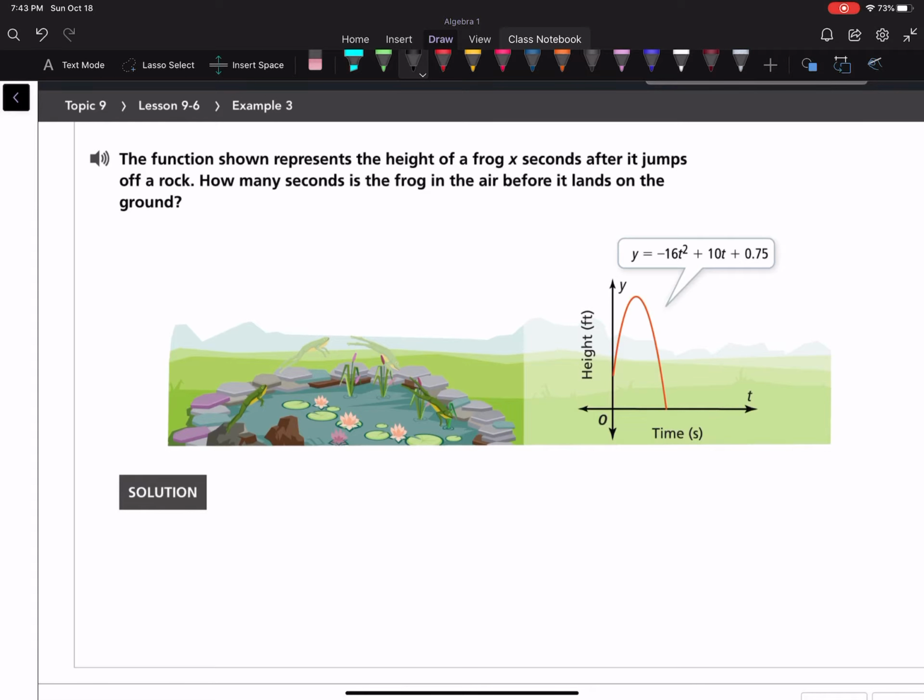Example 3 says the function shown represents the height of a frog t seconds after it jumps off a rock.